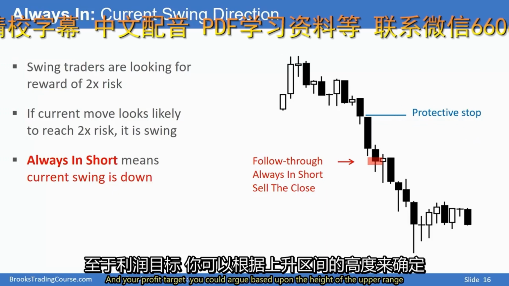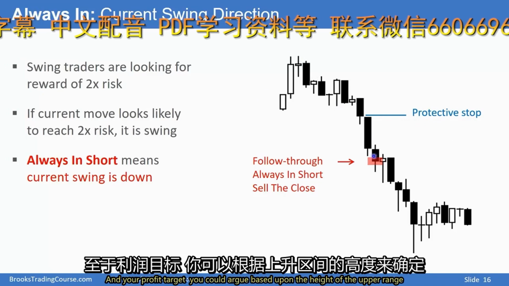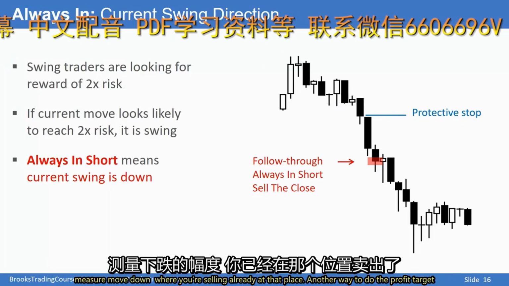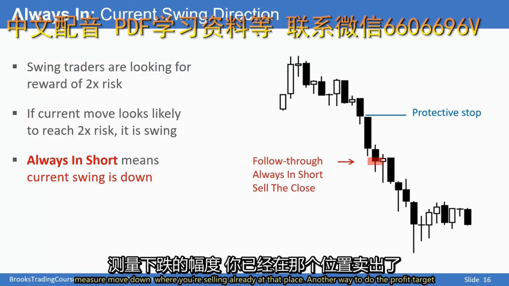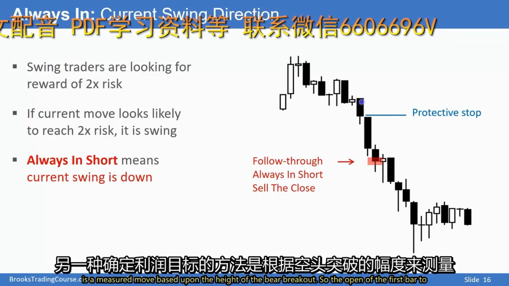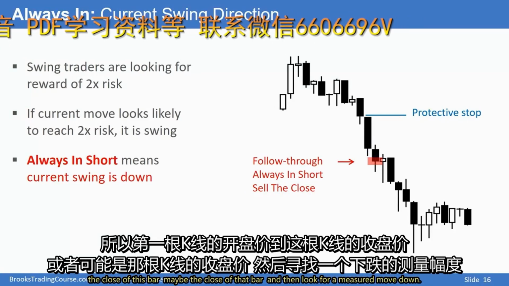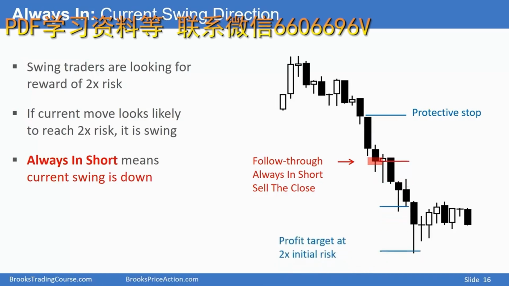And your profit target, you could argue based upon the height of the upper range, measure move down, where you're selling already at that place. Another way to do the profit target is a measured move based upon the height of the bear breakout. So the open of the first bar to the close of this bar, maybe the close of that bar, and then look for a measured move down.